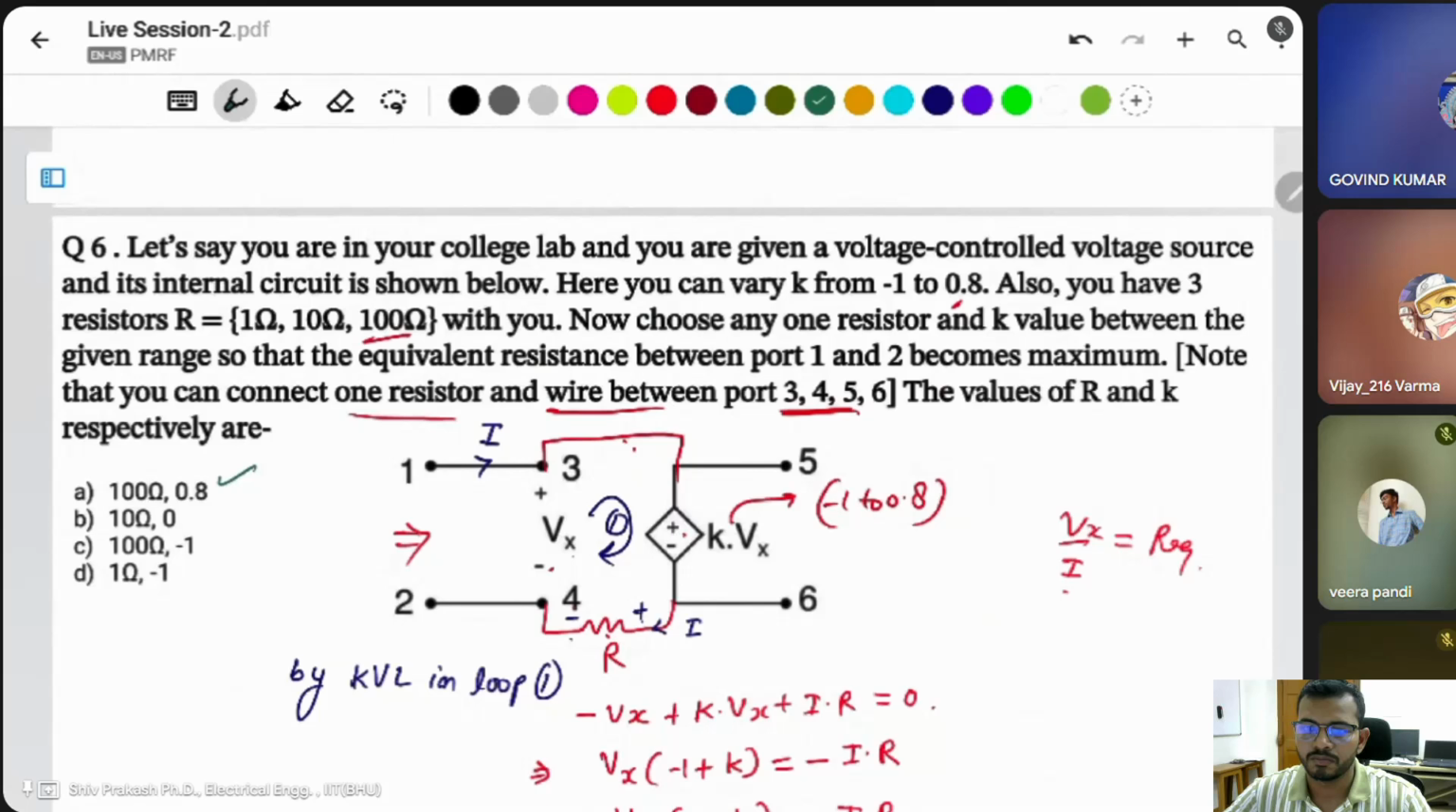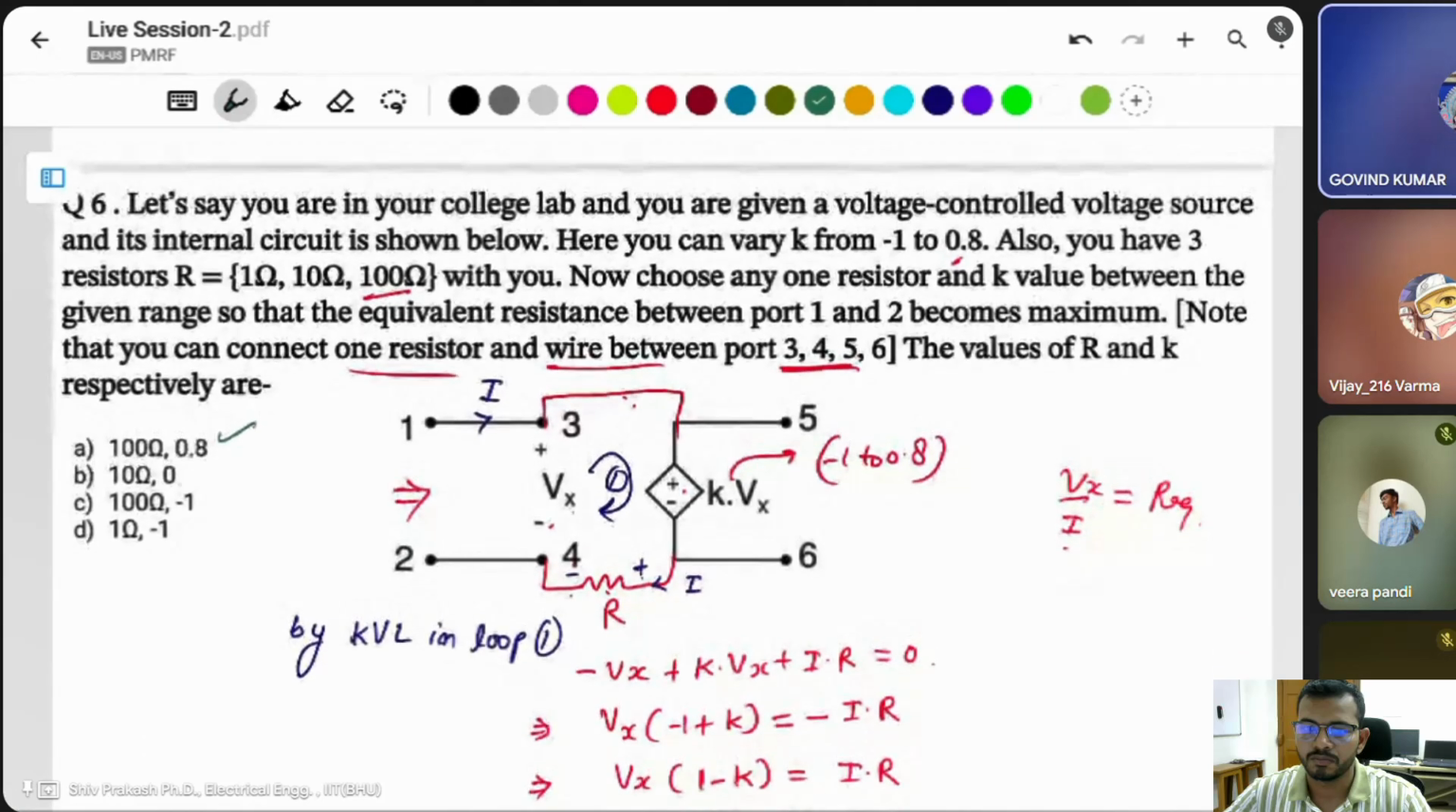Sir, I don't understand the question. Which question? This question number 6. How did you make this connection of wire and resistor? It is asking to make the connection between port 3, 4, 5, 6. So how do you make this connection directly?